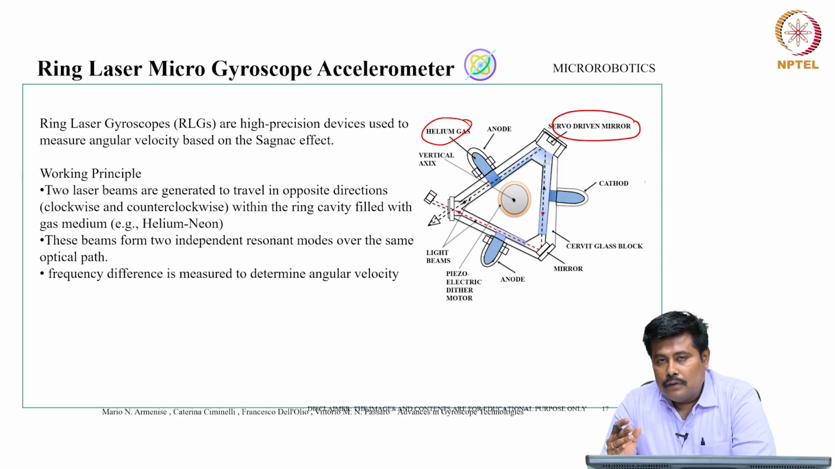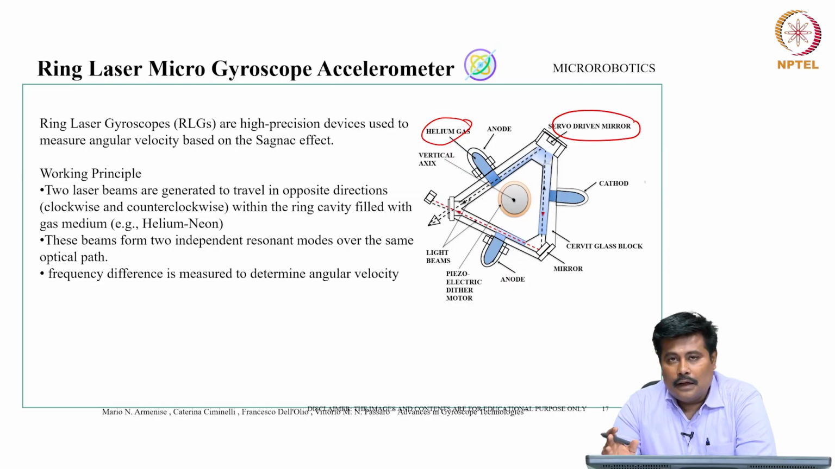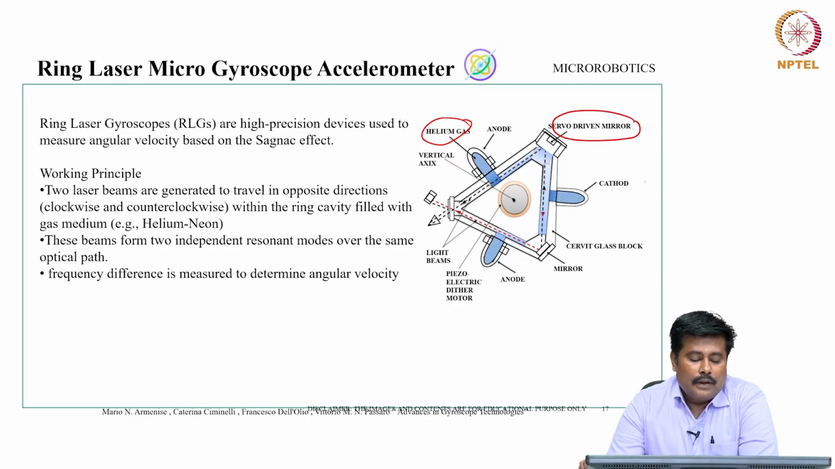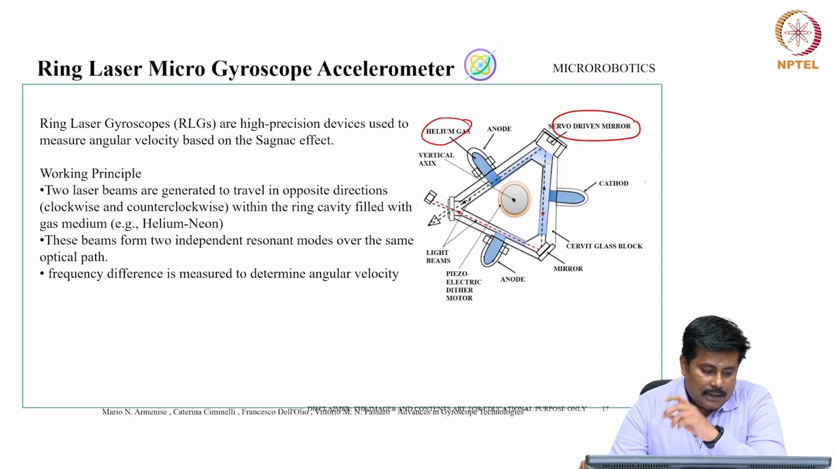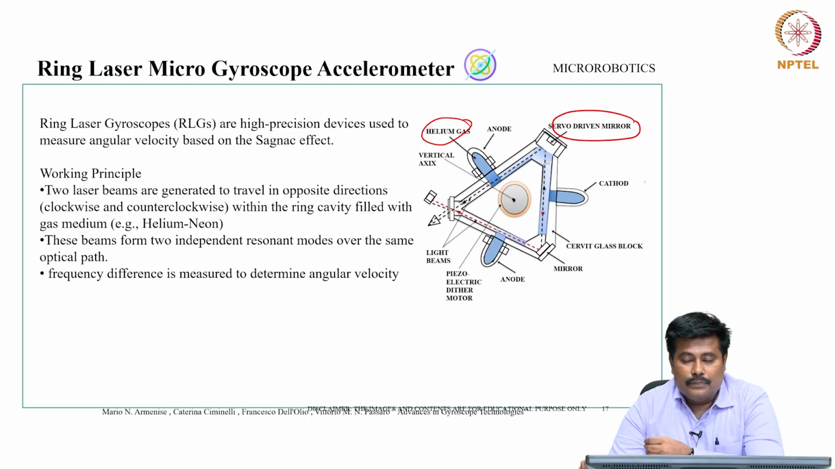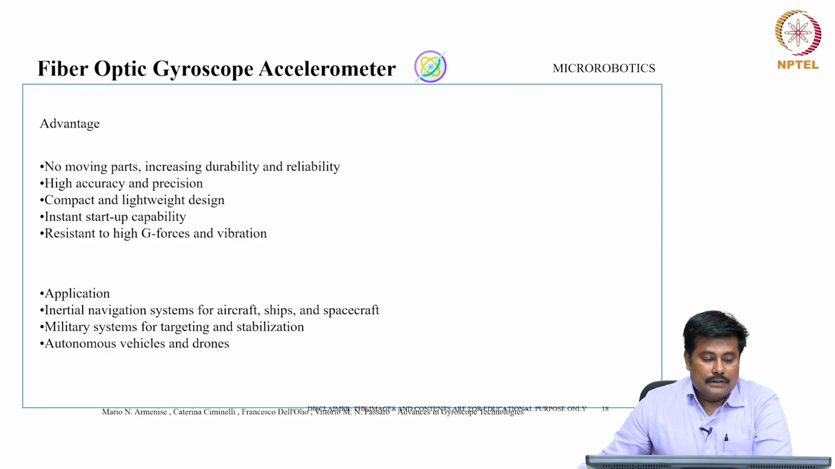If we closely observe the working principle of this ring laser micro gyroscope, two laser beams are generated to travel in opposite directions, one clockwise and the other counterclockwise, within the ring cavity filled with a gaseous medium. In most cases, the gaseous medium is helium neon. These beams form two independent resonant modes over the same optical path. The frequency difference is measured to determine the angular velocity of the system.